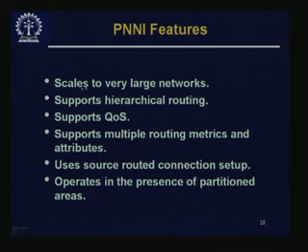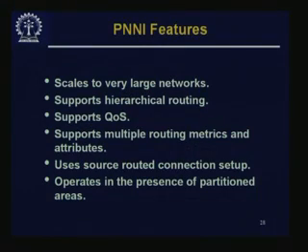Okay, so anyway, the sum and substance is that it scales to very large networks, supports hierarchical routing, supports quality of service, supports multiple routing metrics and attributes, because when you broadcast the link state, that means the state of the link, you may also broadcast all different kinds of parameters about the links, like how much can be handled on that link, or how much can be handled by the switch, etc. That can be propagated throughout the network, so that you have a fair idea about what is possible and what is not possible, and then you can plan your route at the source in a particular fashion.